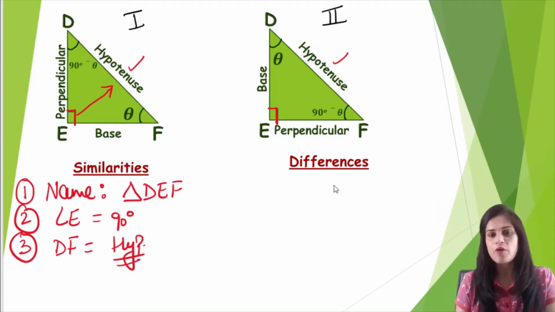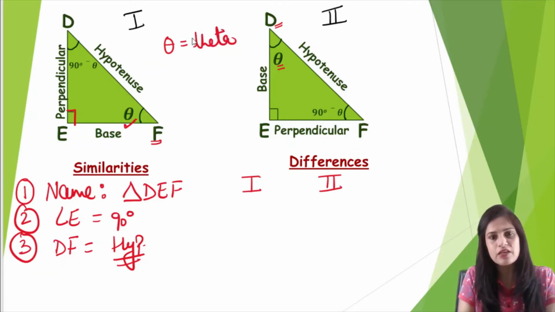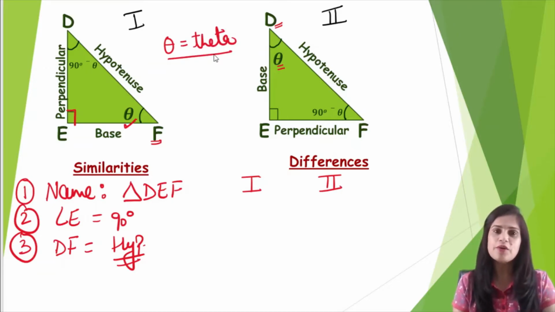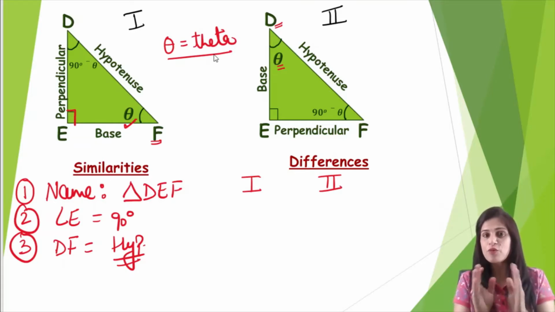And when we talk about differences for triangle 1 and triangle 2, see both of the triangles carefully again, and what are the differences. In both of the triangles you can see there is a special letter, which is for angle F in the first triangle and for angle D in the second triangle. This letter is a Greek letter which is known as theta, and theta we use in trigonometry for denoting angles, any one of the acute angles, right? And in both of the triangles theta is marked for different angles.